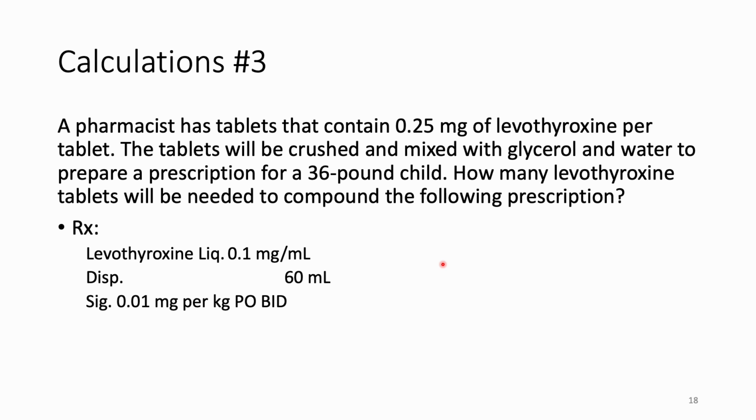Calculation number 3. A pharmacist has tablets that contain 0.25 mg of levothyroxine per tablet. The tablets will be crushed and mixed with glycerol and water to prepare a prescription for a 36-pound child. How many levothyroxine tablets will be needed to compound the following prescription? So you need to know how many tablets you need to crush and prepare for this one. This prescription shows you the concentration and the total amount. From the concentration and total amount, you will know how much of the drug you need, and from how much drug you need, you can calculate how many tablets you need to use.